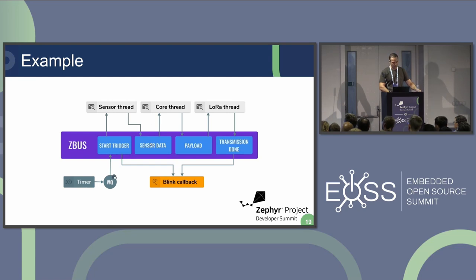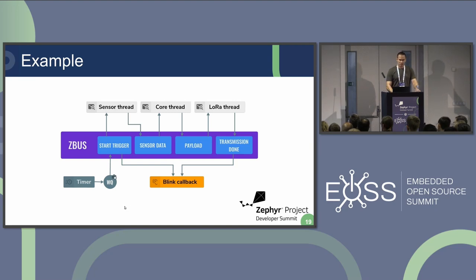The name is great. And after that, as core is an observer of sensor data, it will receive the notification, get the information, and make some math over that. I don't know, collect some information of that, make a box plot, and then publish to the payload. As the LoRa thread is an observer of the payload, it gets the data, sends to the internet, and when the transaction is done, it publishes to the transmission done. Observing both channels, start trigger and transmission done, we have the blink callback, right?